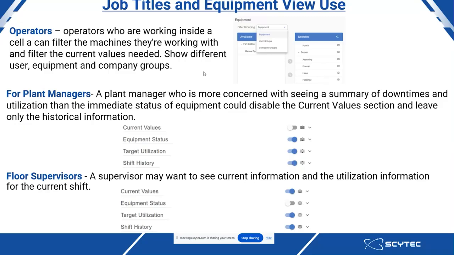A plant manager who is more concerned with seeing a summary of downtimes and utilization than the immediate status of equipment could disable the current value section and leave only the historical information. So you can see that we have that current value section turned off while we have the equipment status, target utilization, and shift history turned on. Finally, we have our shop floor supervisor, and a supervisor may want to see current information like the utilization information for the current shift. So they have the equipment statuses turned off and the current values, target utilization, and shift history turned on, displaying that information.